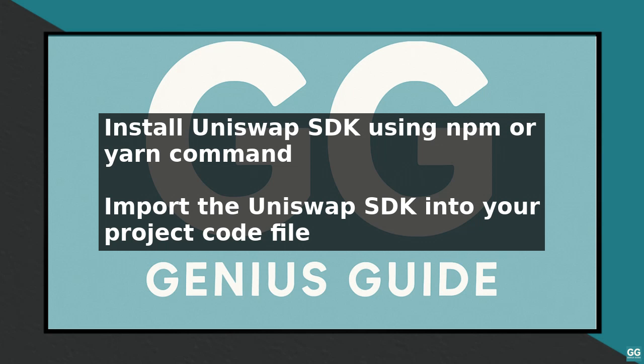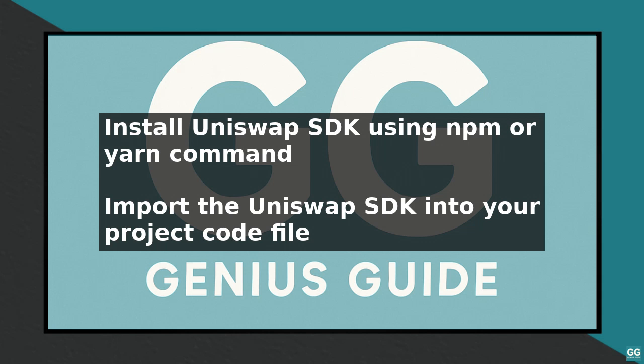To use the Uniswap SDK, you need to create a new instance of the Uniswap class and pass in the Ethereum provider and the chain ID as arguments. For example, const uniswap = new Uniswap(window.ethereum, 1) will create a new instance of the Uniswap class using the Ethereum provider from the MetaMask browser extension and the Ethereum mainnet chain ID.